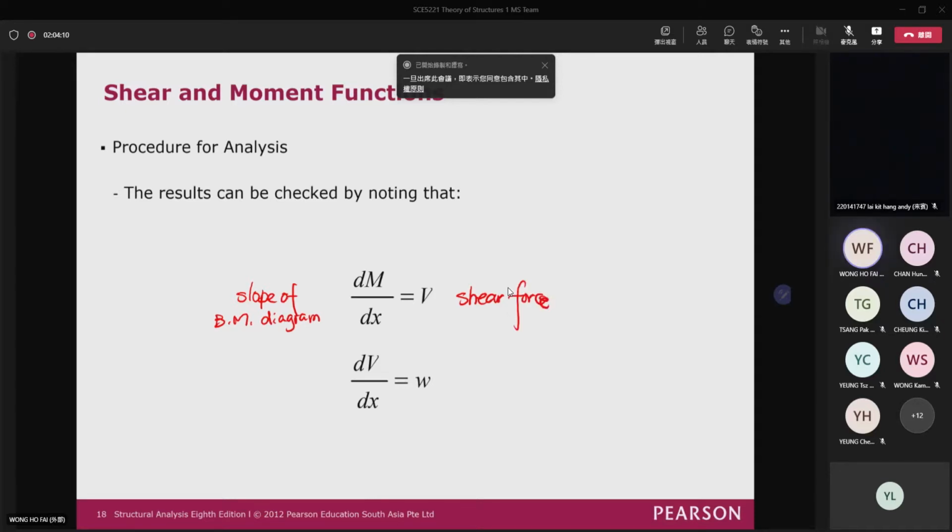And then the slope of the shear force diagram is actually equal to the distributed load applied on the structure. Now I will have some examples for you later, and you just need to know the relationship among the shear force, the bending moment, the distributed load, and the shear force.